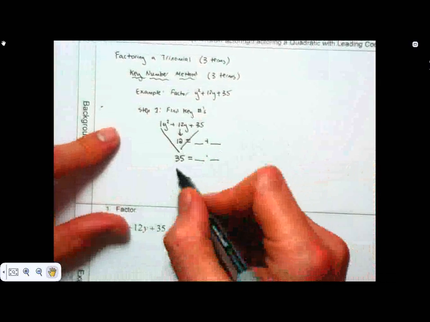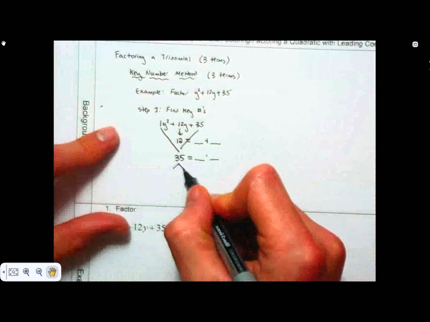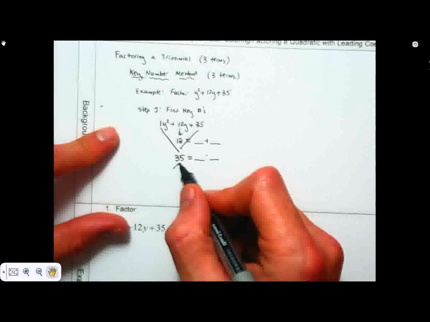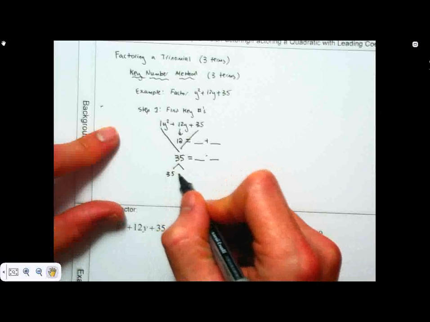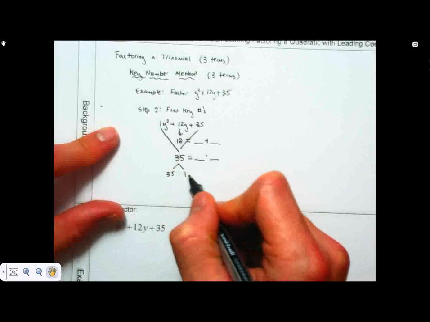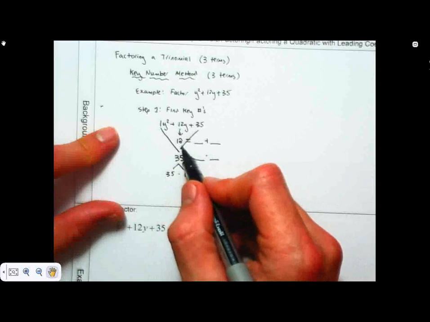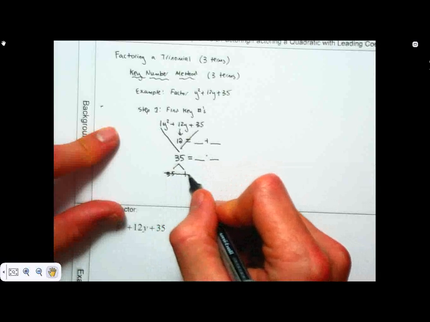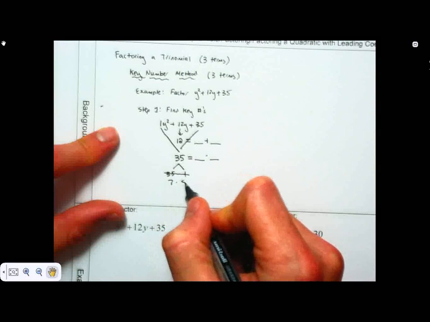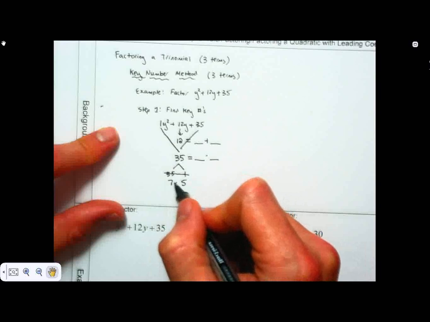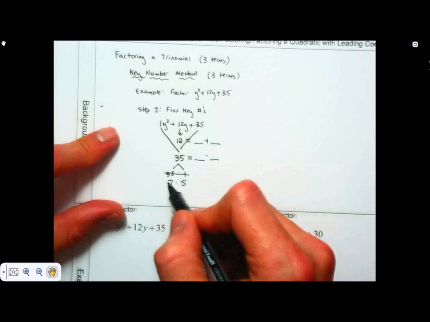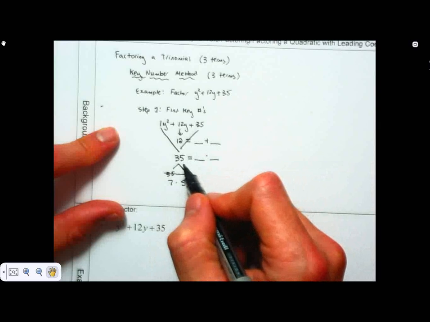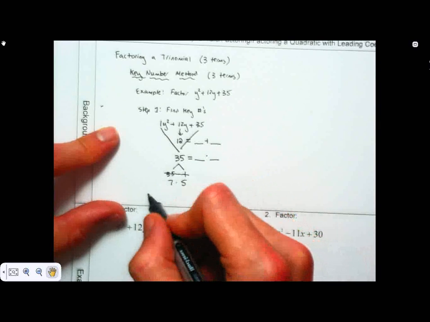What I always tell students is a good place to start is by thinking of things that multiply together to be 35. So 35 times 1, but if I add those two together, that's not going to give me 12. So that's not going to work. 7 times 5, aha! If I add 7 and 5 together, that does give me 12, and if I multiply them together, it does give me 35. So 7 and 5 are my key numbers.